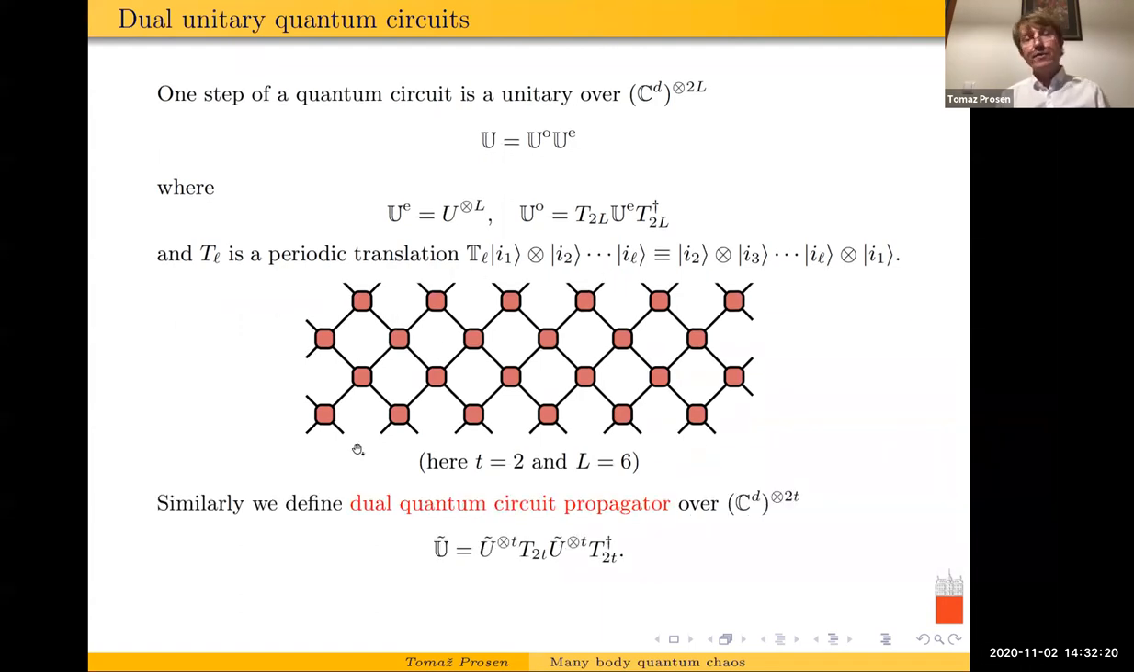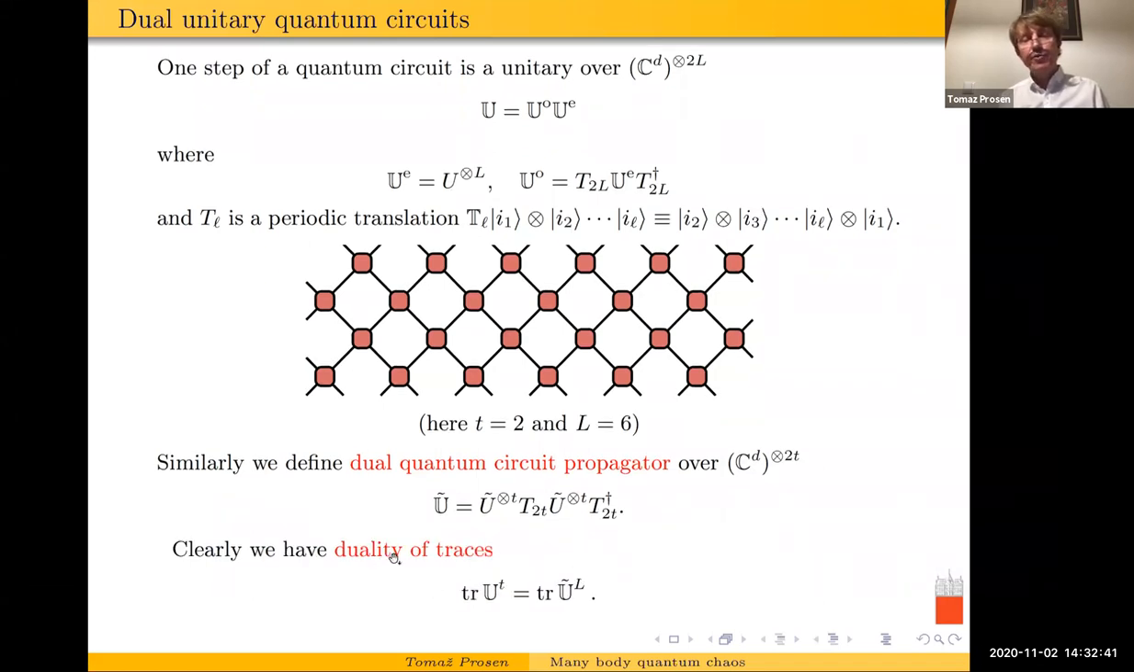And then you could consider this either as a propagation in space or in time, and propagation in space is horizontal now. The question is, of course, under what conditions is propagation in space unitary? And this is precisely when this gate is dual unitary, which is clear from the construction. And the question is what you can do with that.